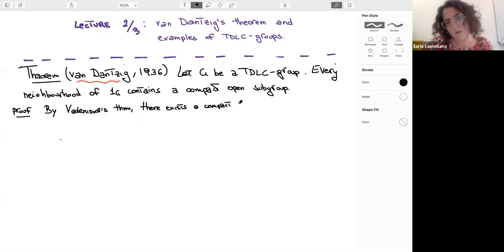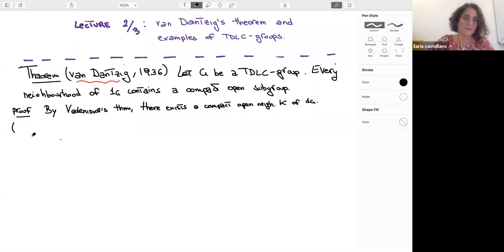a compact open neighborhood K of the identity in G. So we know that the group is locally compact, so we know that there exists a neighborhood which is compact, but by using this theorem, we now can choose a neighborhood K which is also open. But we want to prove that actually there is something compact open inside, but it has to be a subgroup. So I'm going to construct a subgroup containing K. Let's see. Okay.